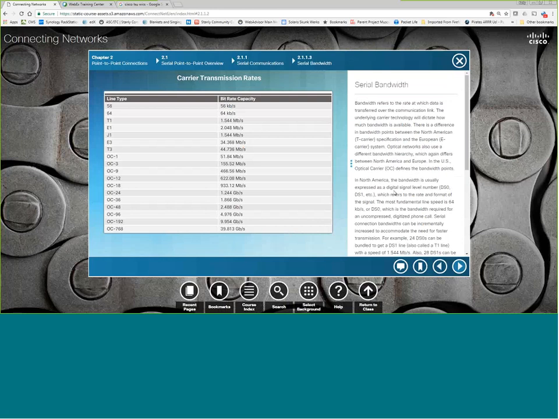Now, serial bandwidth, even though it is only 1 bit at a time, so serial is not multiple bits, it's a single bit at a time, still supports some pretty high bandwidths. Everything from a 56K link.